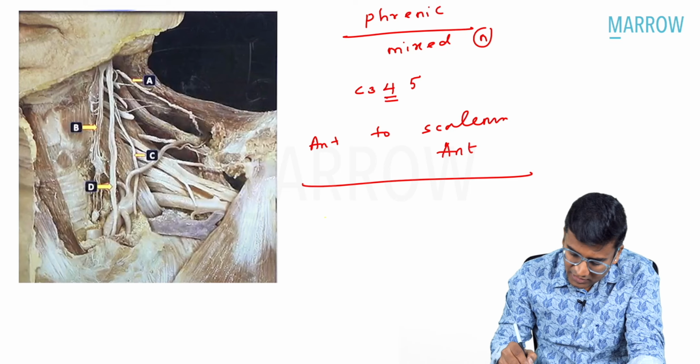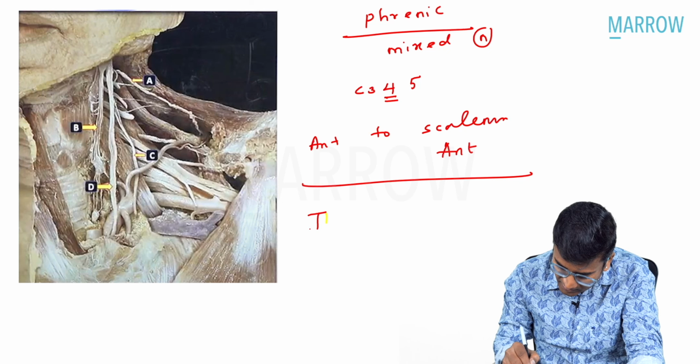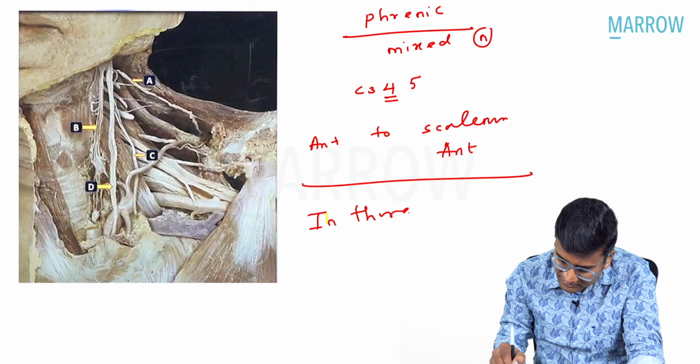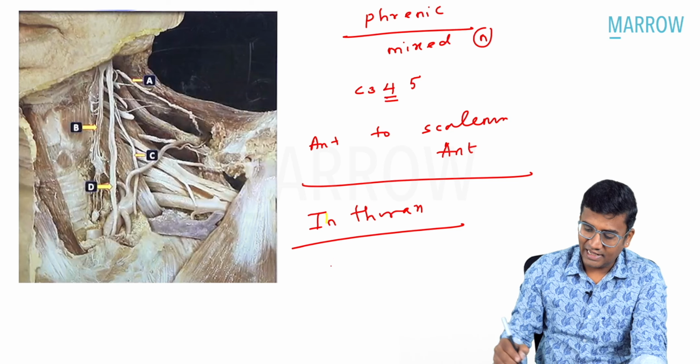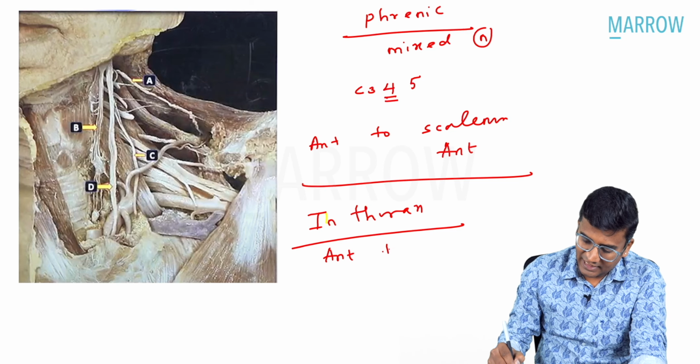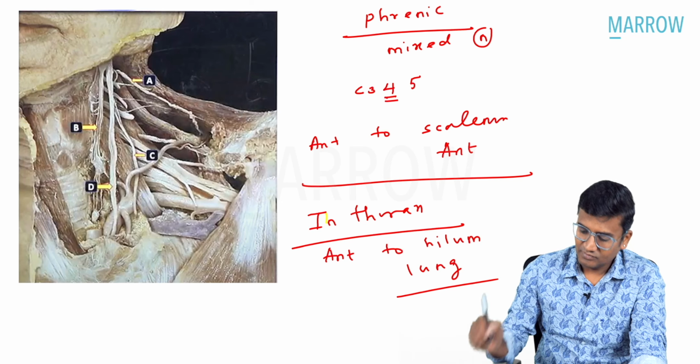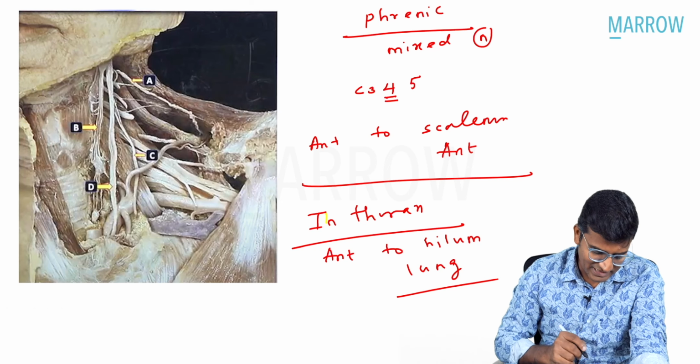Fine. Now in the thorax, the phrenic nerve is passing anterior to the hilum of the lung. Anterior to the hilum of the lung. I hope you know this. This relation only they are asking.